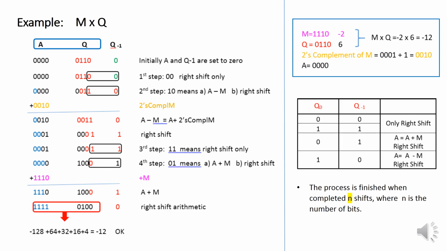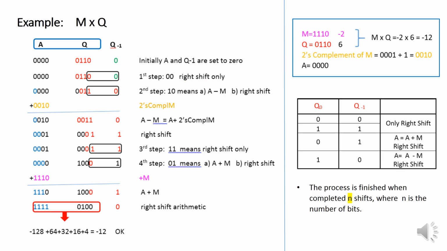Let's verify if the result is correct. It is minus 12. So it is correct. So this is the result of the multiplication. Because we are working with 4 bits, the result is made with 8 bits. And the process is finished when we have completed the 4 bits, where 4 is the number of bits.